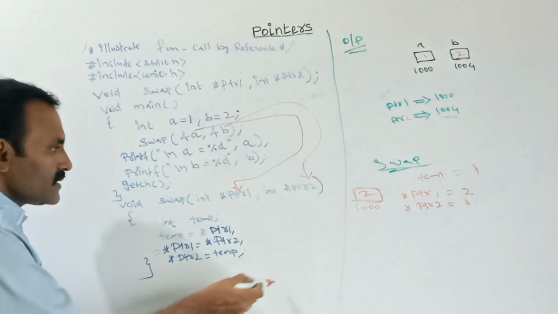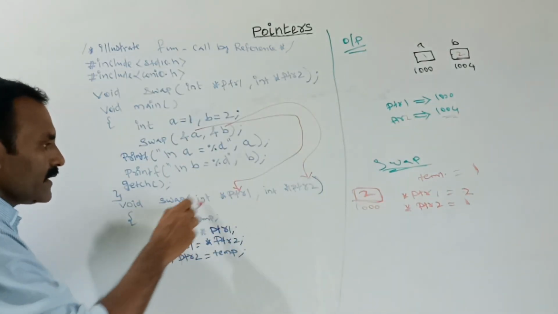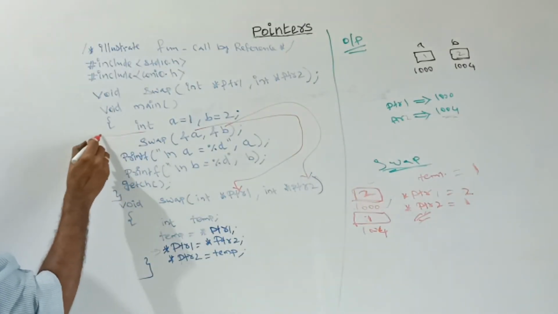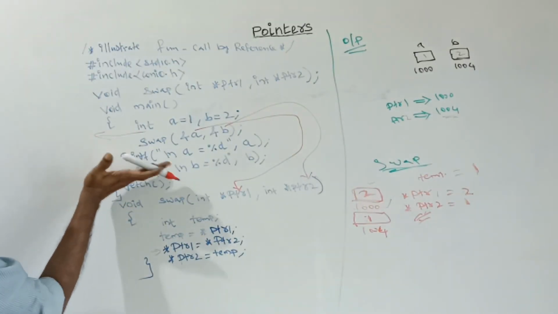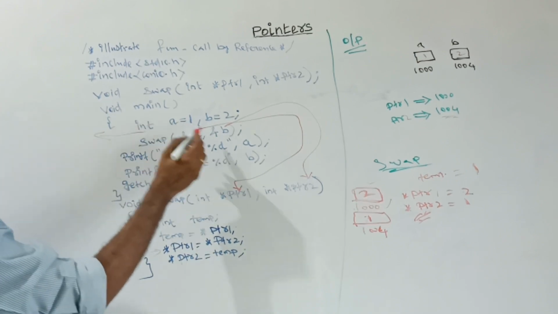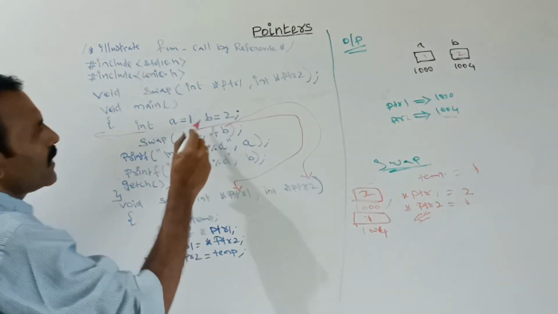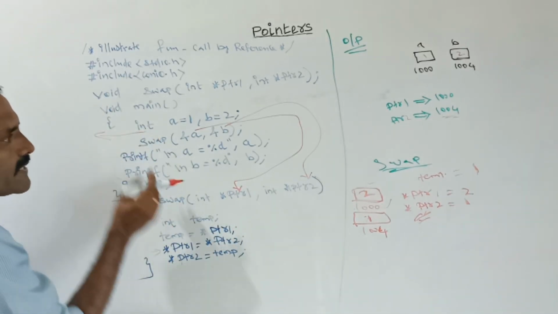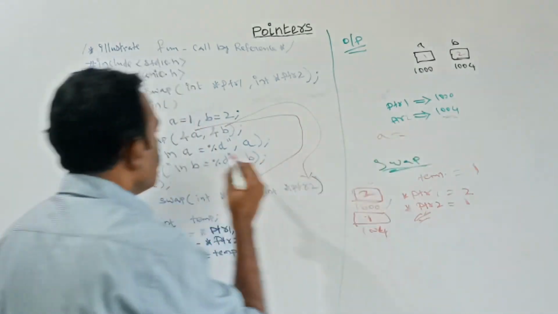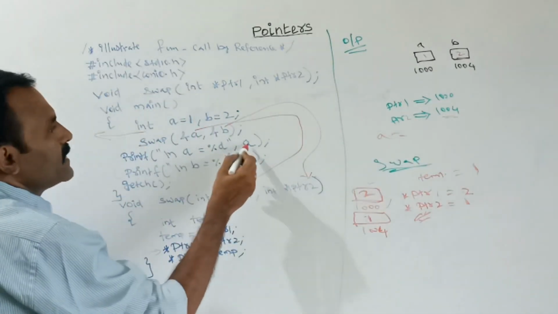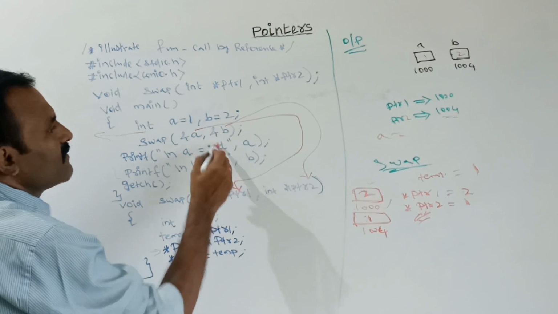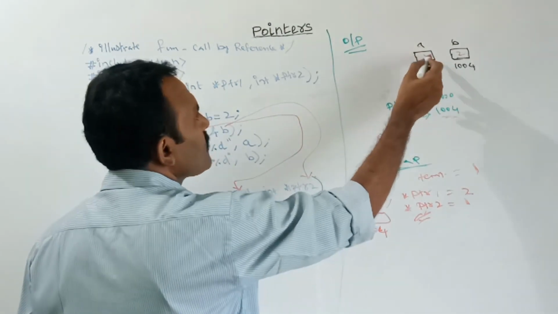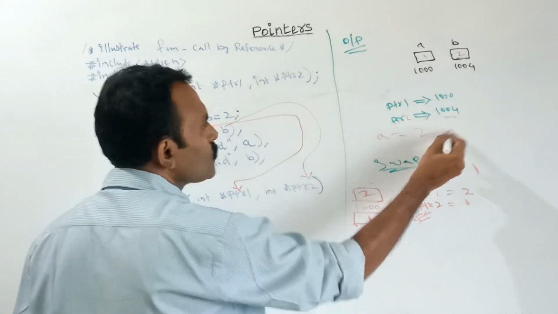Once this function is completed, it returns back to where it was called. If you put a printf statement before the swap function, the answer will be a is equal to 1 and b is equal to 2. After the swapping, the result will print a is equal to percent d and the value of a. The address of a is 1000, and inside 1000 the value is now 2, so it will print 2.